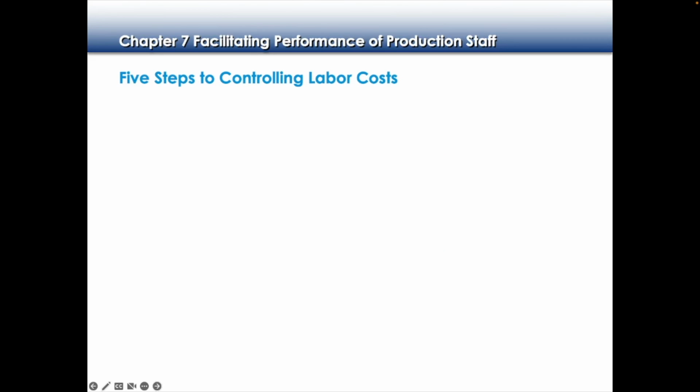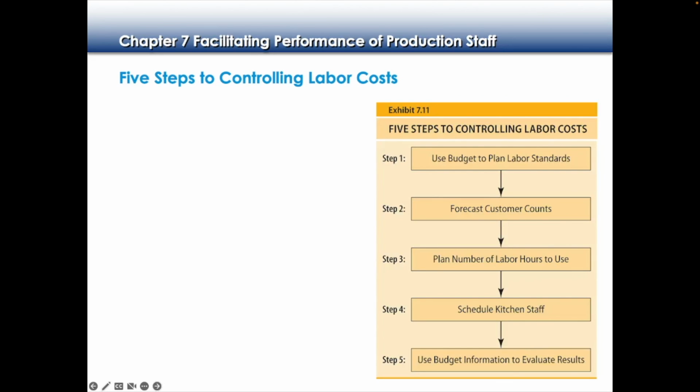There are 5 steps to controlling labor costs. Step 1. Use budget to plan labor standards. Most managers use operating budgets that estimate revenue and expenses for specific periods for 2 purposes. Budgets help them estimate their revenue and expenses, and they can then measure actual results against the budget standards to learn how well the plan worked out.